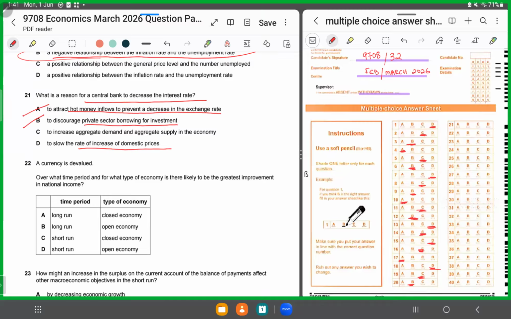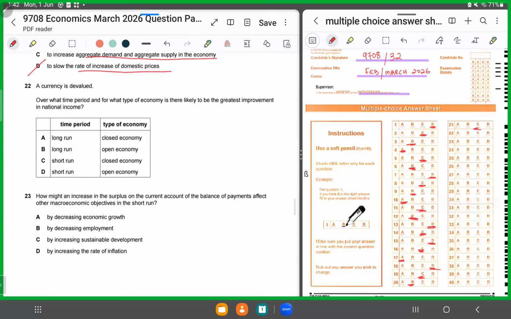Prices increase. Inflation increases when interest rate falls. So D is incorrect. Because when interest rate falls, what happens? People will borrow more. They would invest more. Demand will increase, right? Inflation will rise. So it's C. But why C again? To increase aggregate demand and aggregate supply in the economy. Yes, that's right. Because we decrease interest rate to boost aggregate demand and to boost aggregate supply, because you want to stimulate demand, you want to increase the productive capacity, you want firms to expand their output level. So 21 will shade in C as the correct answer.